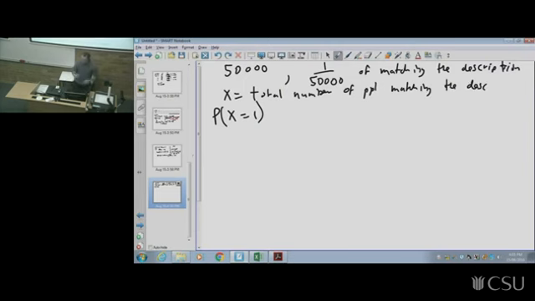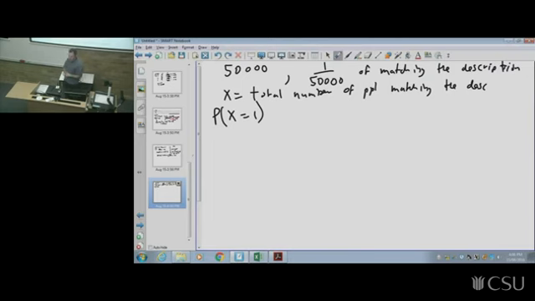In reality, X is the total number of people matching the description. So there could be, in theory, 0, 1, 2, 3, all the way up to 50,000 people matching the description. I suspect the probability that 50,000 match the description is very unlikely. It could happen. There's a probability. If it's not 0, it's very, very close to it. But other numbers like 0, 1, 2, 3, you can work out what they are.